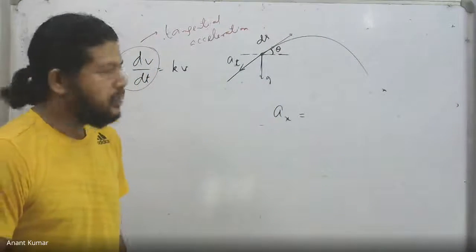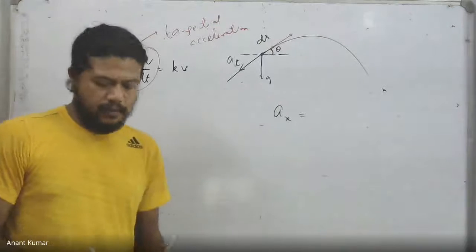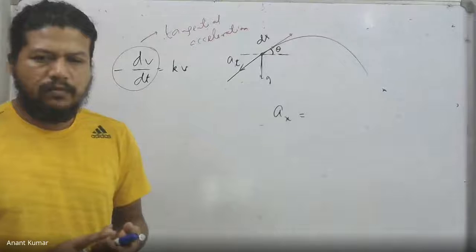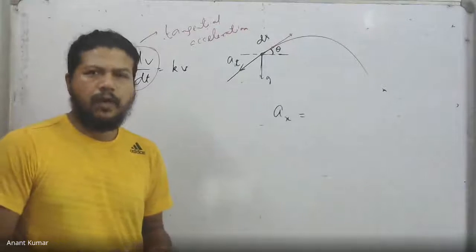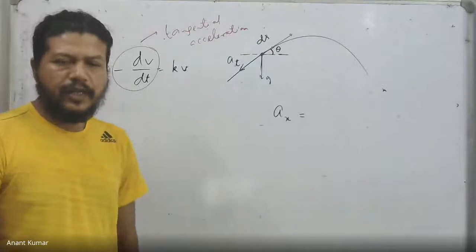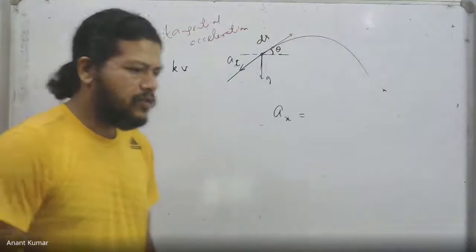This is the angle which the instantaneous velocity forms with the horizontal. It is not the angle which was given in the question, by the way. The projection angle was given in the question as theta, so I should call this one some other variable. I will just call it alpha.